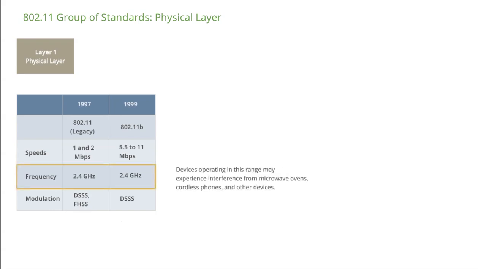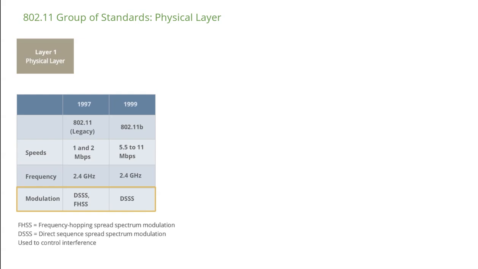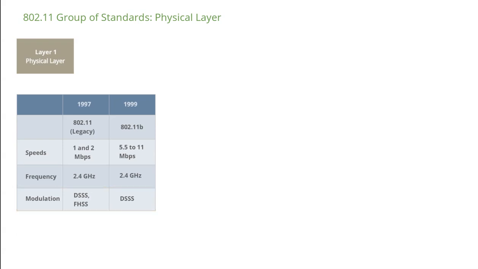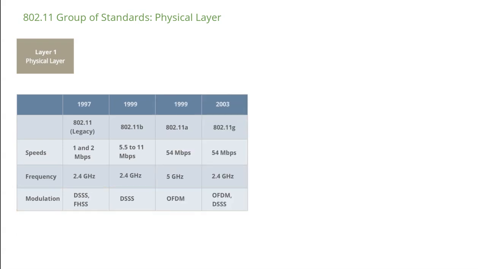A common problem for the 802.11b wireless, as well as the original standard, was interference from microwave ovens, cordless phones, and other devices operating in the 2.4 GHz range. Frequency hopping spread spectrum, or FHSS, and direct sequence spread spectrum, or DSSS, modulation were used by these standards to control interference. The 1999 802.11a and the 2003 802.11g standards increased wireless speed to 54 megabits per second at 2.4 GHz and at 5 GHz frequencies.